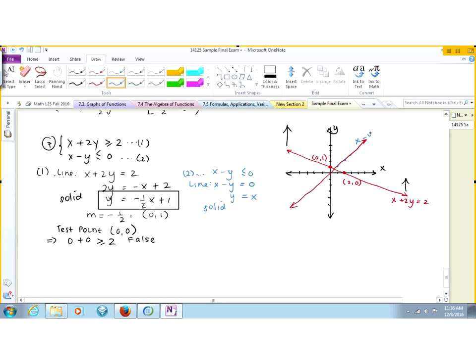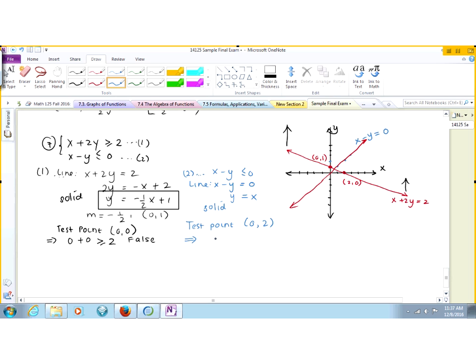Alright, so what is this? This is x minus y equals 0. Now, which one do I shade? Oh, did I have a test point yet? No. What test point do I choose? 0, 2, so it's this one.